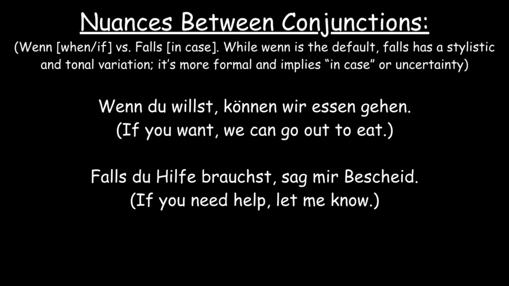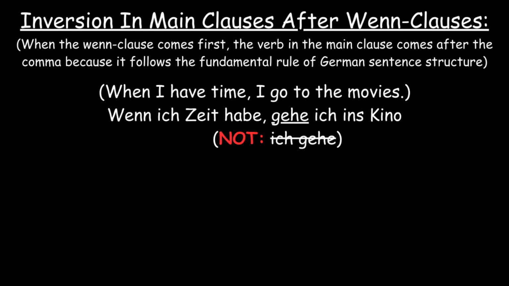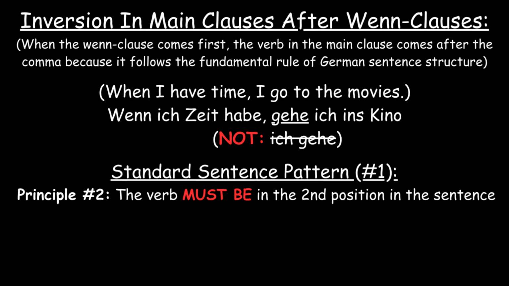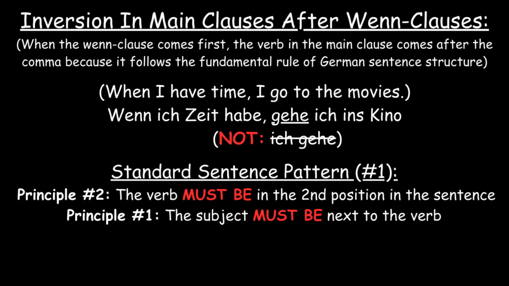You probably noticed that every main clause I showed always began with the conjugated verb, and there's a specific reason why. In German, when the wenn clause comes first, the verb in the main clause comes after the comma because it follows the fundamental rule of German sentence structure. The verb must be in the second position in the sentence, and the subject must be next to the verb. When it comes to if clauses, this explains why a main clause would be considered to be in the second position, and therefore the conjugated verb is in the second position, next to the subject.